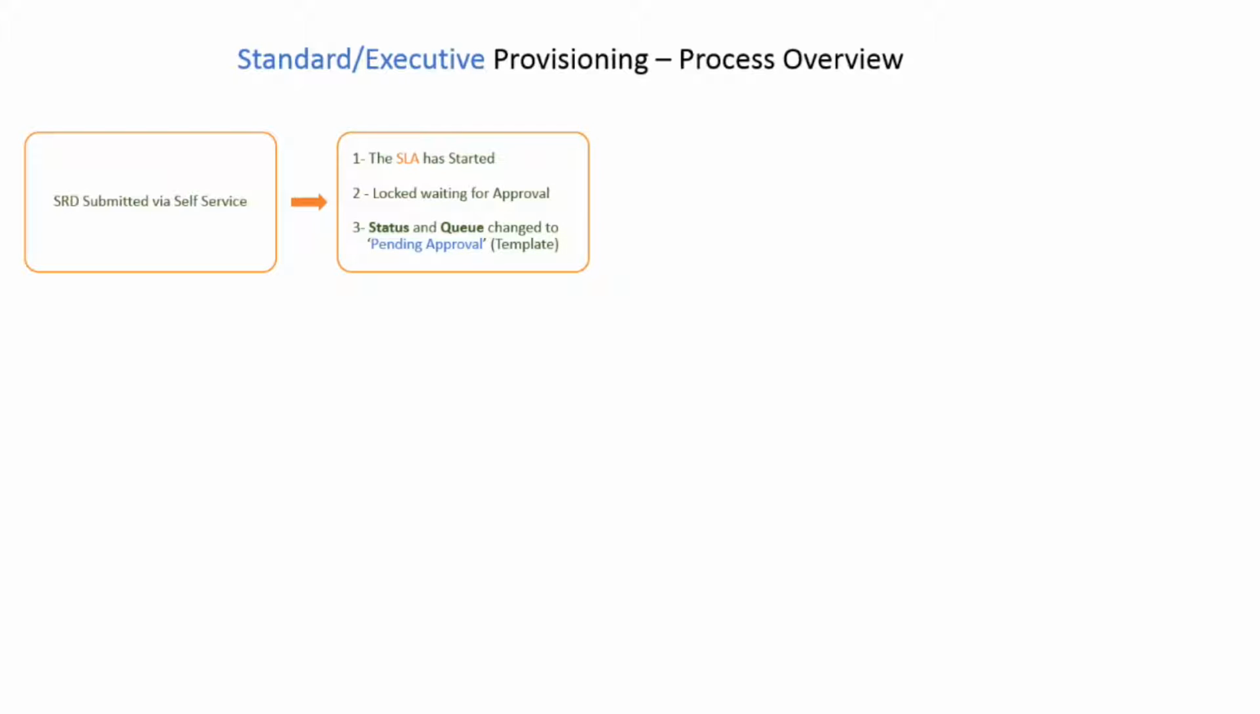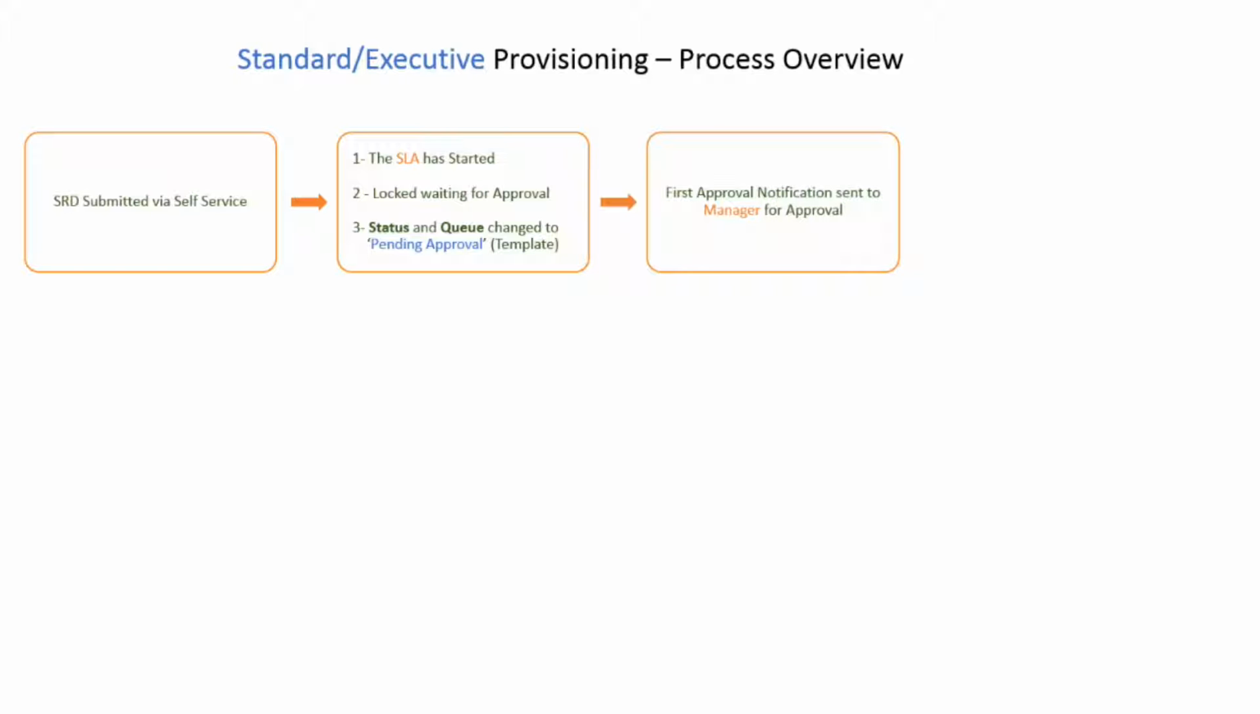So now let's take this information and come up with the process overview of this request, all the while remembering the SLA and the approval steps. First, the SRD will be submitted by a client in self-service, and from there, the SLA will start. The request will be locked and awaiting approval, and then the status in the queue field will have a value of pending approval, and this will be done through the template.